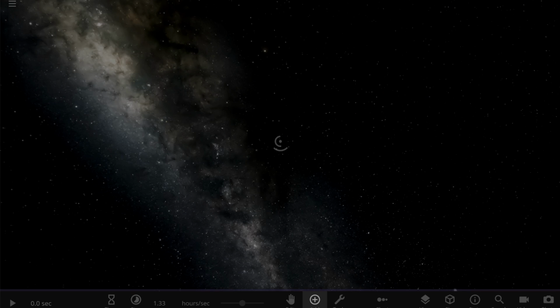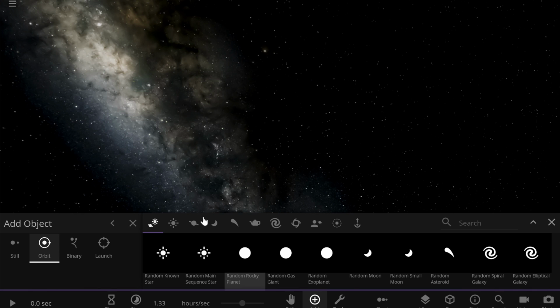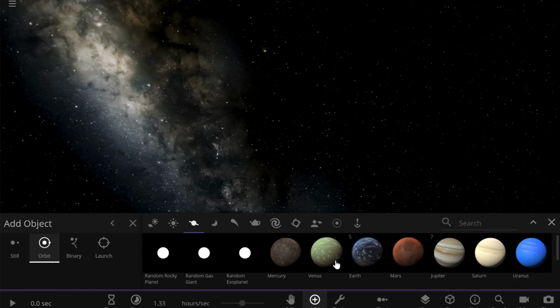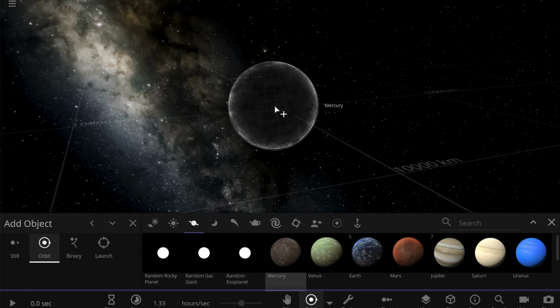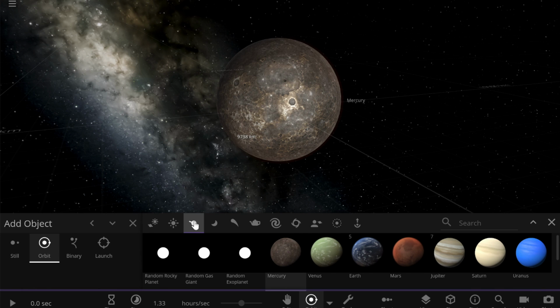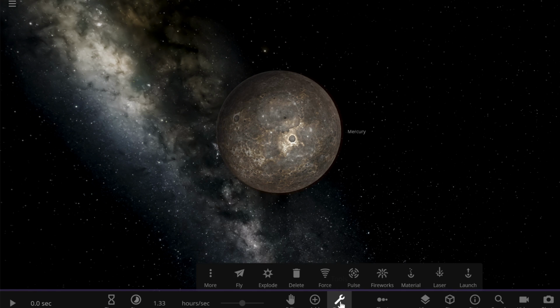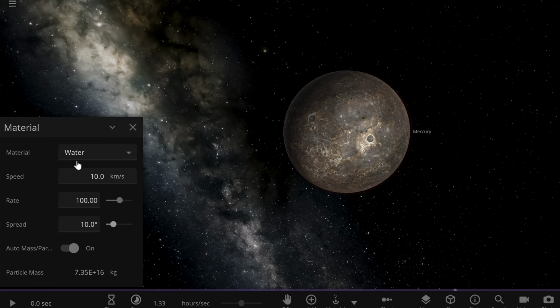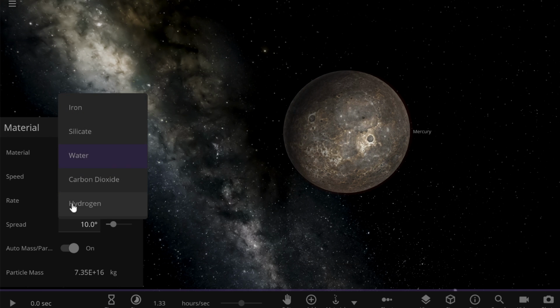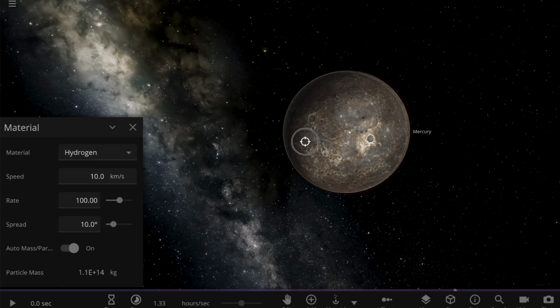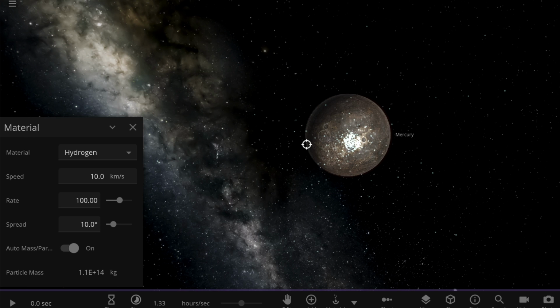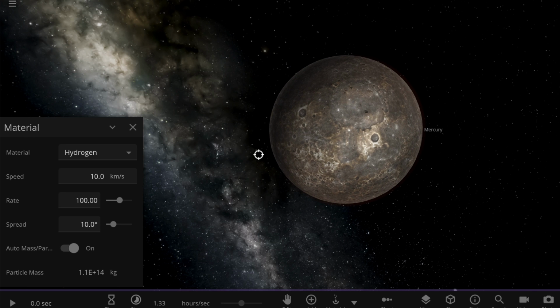a star forms when particles come together in a whirlpool. We can simulate this by putting a planet down and then shooting hydrogen at it, because that's how it formed. We're gonna shoot hydrogen at it. And if we do that, we'll get a shower of hydrogen.